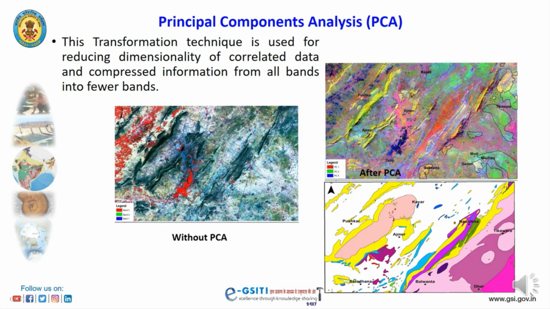Principal component analysis. This transformation technique is used for reducing dimensionality of correlated data and compressing information from all the bands into fewer bands. Here we can see the imagery without any PCA analysis, and after performing PCA we can differentiate many features on the Earth surface, and we can correlate it with the existing geology also.